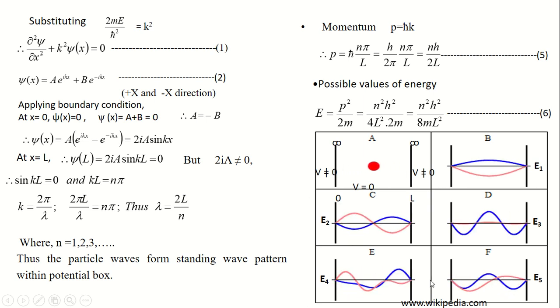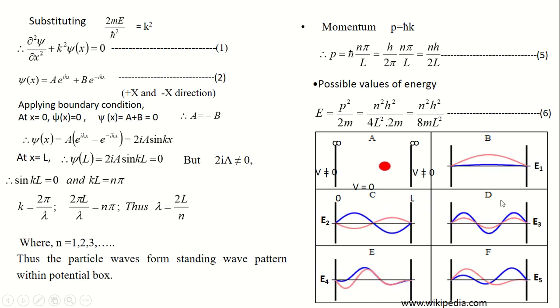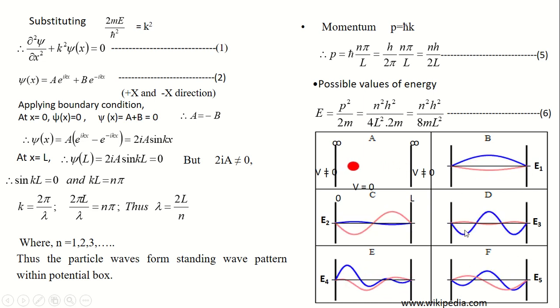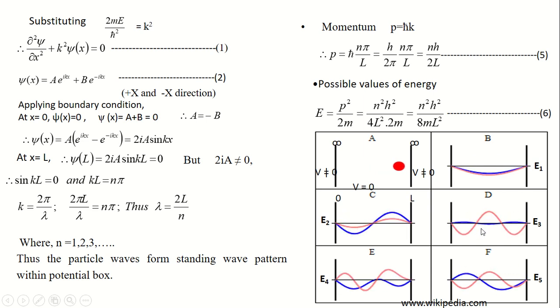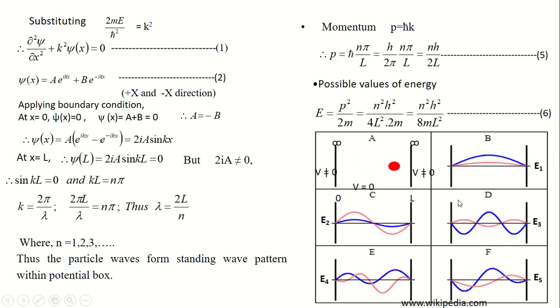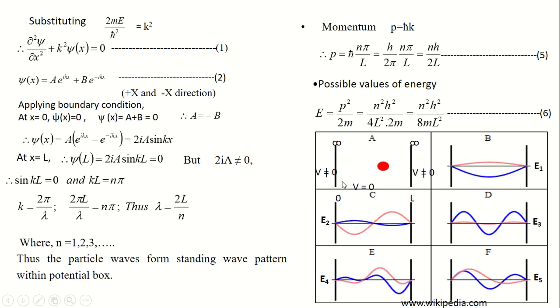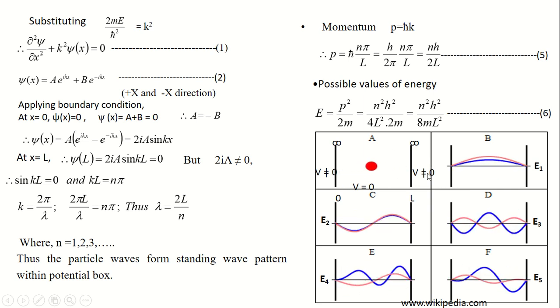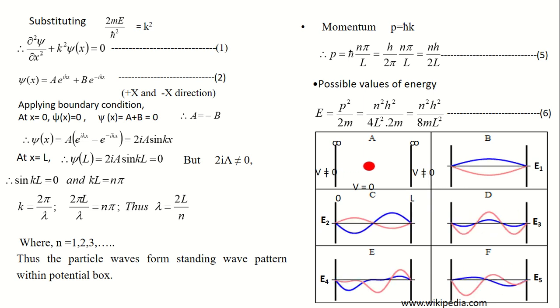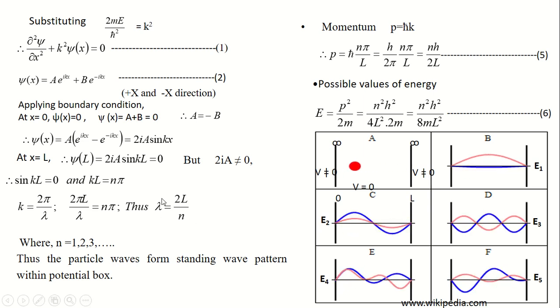So this way we can find the probable positions of the particle from maximum amplitude, we can find the wavelength, and we can find the energy of the particle by using Schrodinger's time independent wave equation for this particle trapped in a one-dimensional infinite square well potential. Hope you have understood this derivation and application. Thank you so much.